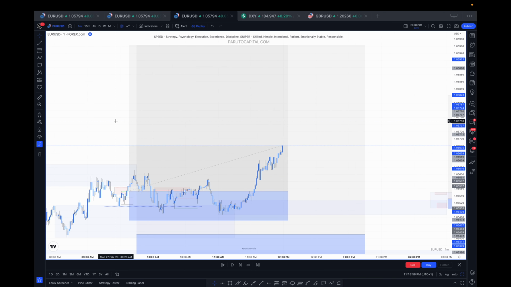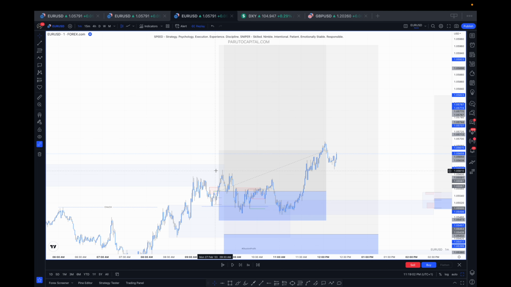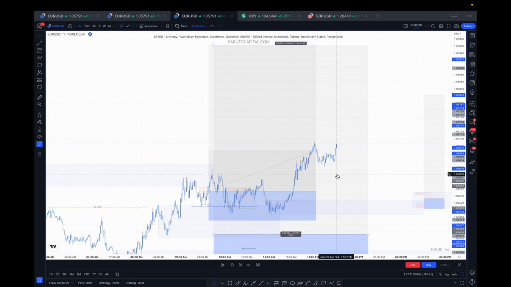All right, price is moving out. Cool. This is now London session. Of course, we're off London session already. I'm heading towards New York session, so it's going to be a long trade.